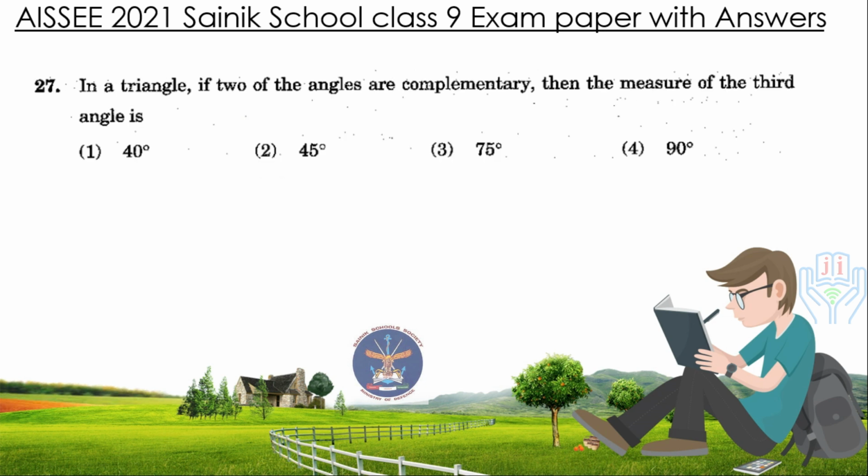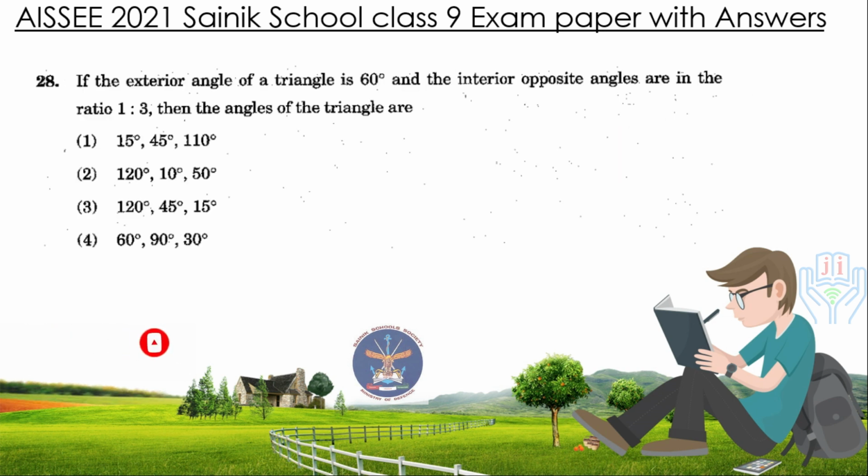If in a triangle two of the angles are complementary, then the measure of the third angle is answer 90 degrees. If the exterior angle of a triangle is 60 degrees and the interior opposite angles are in the ratio 1:3, then the angles of the triangle are 120 degrees, 45 degrees, 15 degrees.